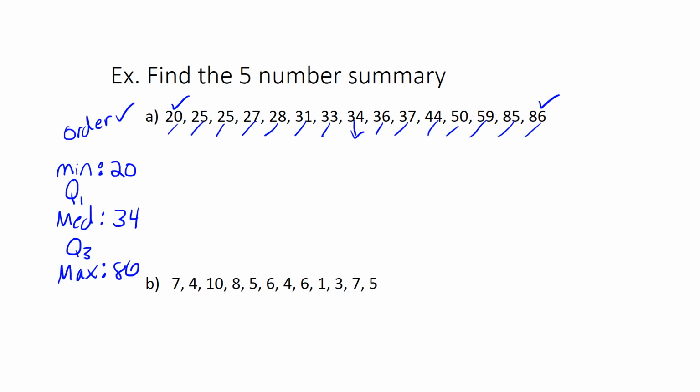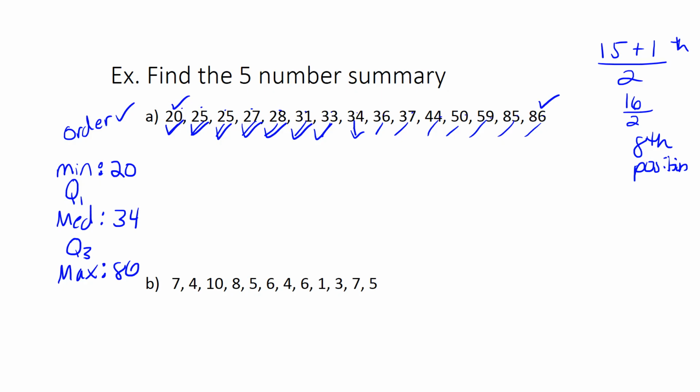You can also, remember, use the (n+1)/2 position. So you would just need to count how many data values there are. 1, 2, 3, 4, 5, 6, 7, 8, 9, 10, 11, 12, 13, 14, 15. So remember, it's in the (15+1)/2 position. 16 divided by 2 is the 8th position. So then you could just start over and count over 8. 1, 2, 3, 4, 5, 6, 7, and then you know your median is in the 8th spot.